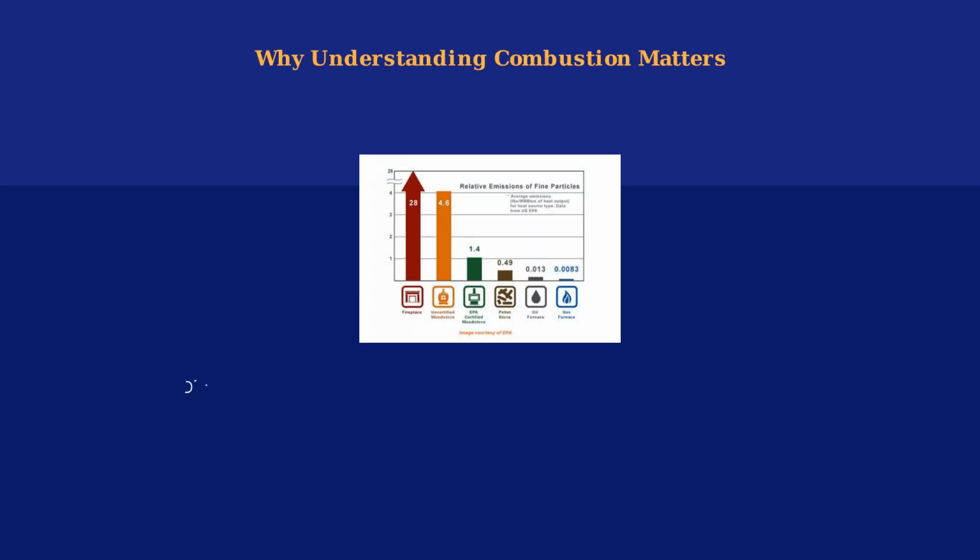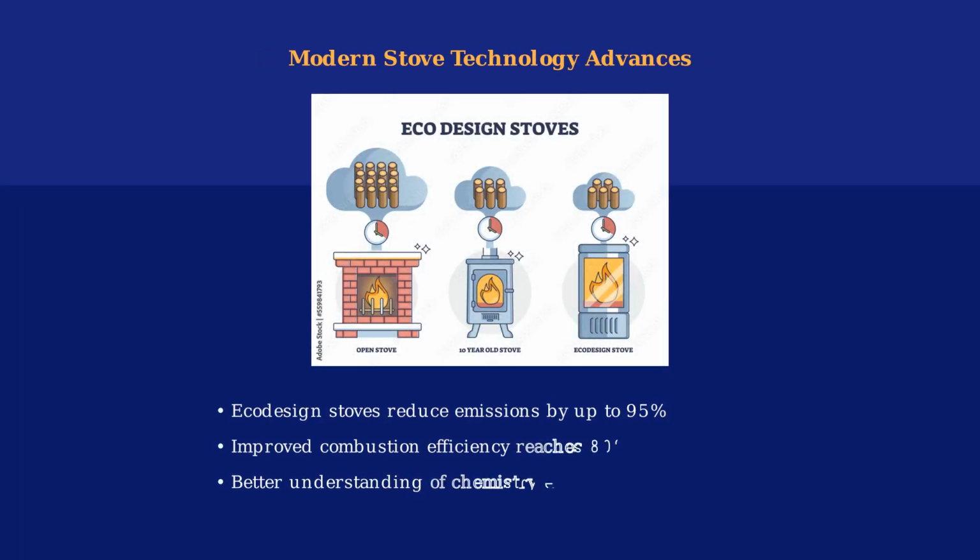Understanding these combustion stages is crucial because different burning methods produce vastly different levels of harmful emissions. As this comparison shows, traditional fireplaces produce the highest emissions, while modern certified stoves and gas furnaces produce significantly less pollution. Modern stove technology has revolutionized wood burning. Eco-designed stoves can reduce harmful emissions by up to 95% compared to older models. These improvements come from applying our scientific understanding of combustion chemistry to create more efficient and cleaner burning systems.